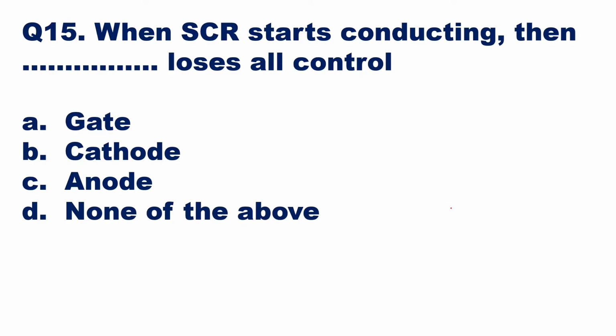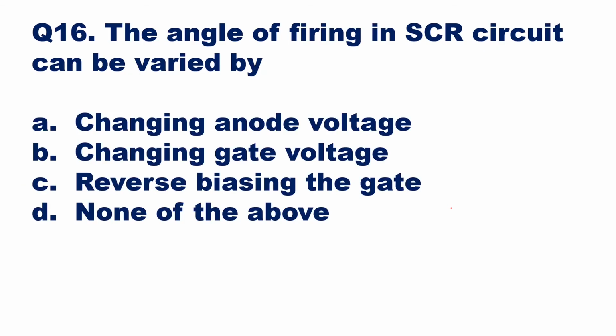When SCR starts conducting, then dash loses all control. Now we know that we give a specific voltage between anode and cathode to the SCR, and then we give a gate pulse to make the SCR conduct in a normal way. Once the gate pulse is given, after that the gate pulse will not have any control on the working of SCR. The SCR will start conducting. That means when SCR starts conducting, then gate loses all the control. After it makes it on, it loses all control. So option A will be the right answer here, gate. Then we'll go to question number 16.